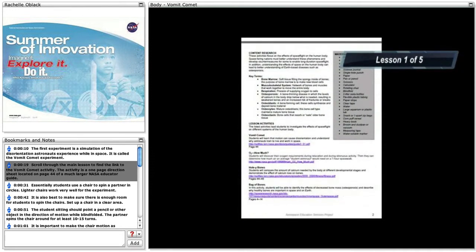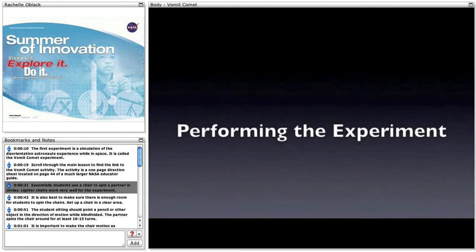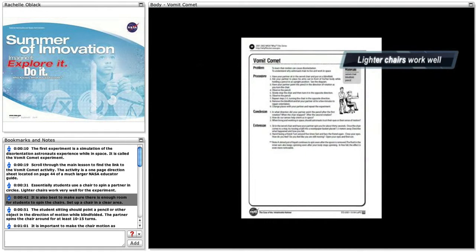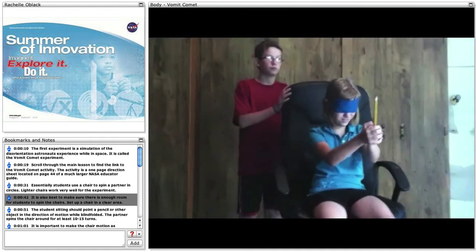The activity is a one-page direction sheet located on page 44 of a much larger NASA Educator Guide. Essentially, students use a chair to spin a partner in circles. Lighter chairs work very well for the experiment. It is also best to make sure there is enough room for students to spin the chairs. Set up a chair in a clear area.